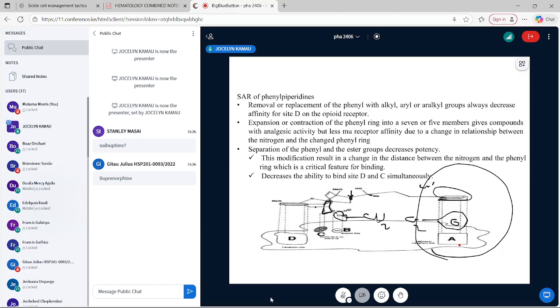So that explains why phenazocine is an agonist, because phenazocine has a very big group here. That explains why ethyl phenyl morphine is an agonist, because it has a very big group here, which allows it to interact with this allosteric site A. And interacting with this allosteric site A, it changes from antagonist to agonist activity.